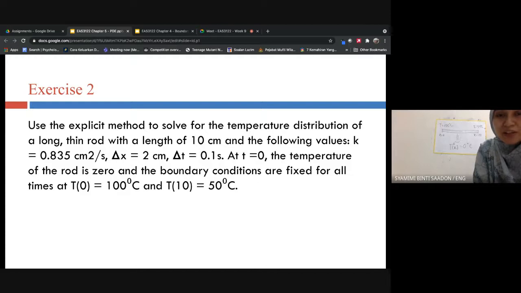At t0, the temperature of the rod is 0, except for the boundary points, which are 100 and 50 degrees Celsius. Except at those extreme points, where we use the given boundary condition, for the rest, for example x1, x2, x3, until 9.999 centimeters, the initial temperature is 0 degrees.